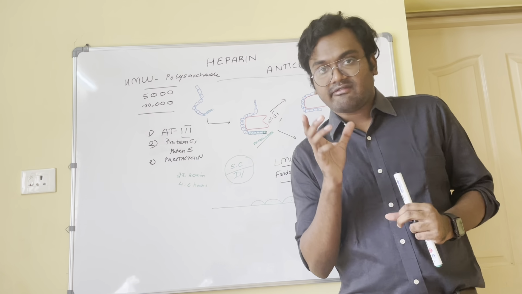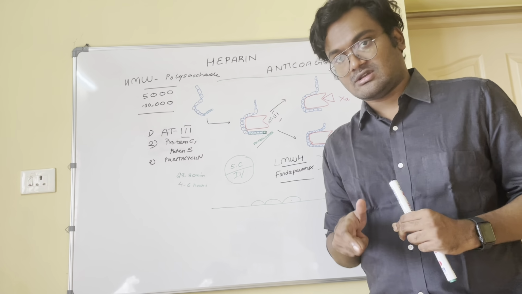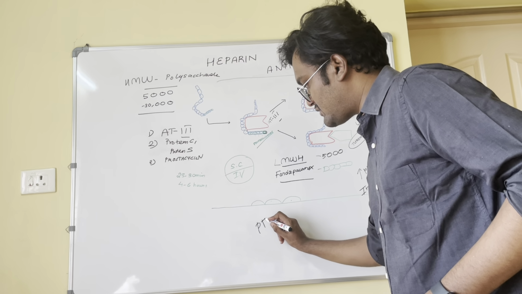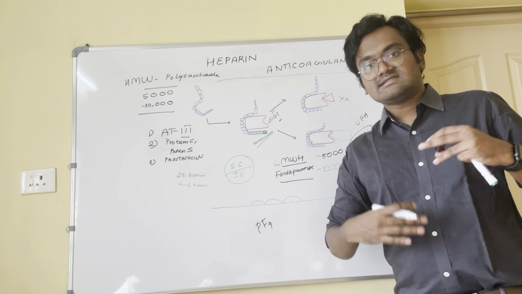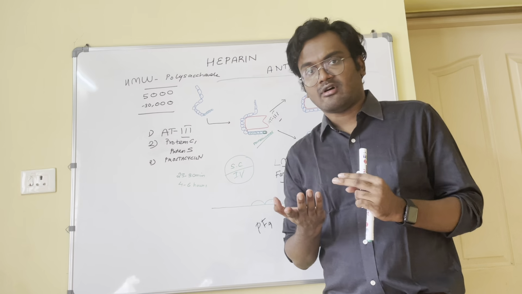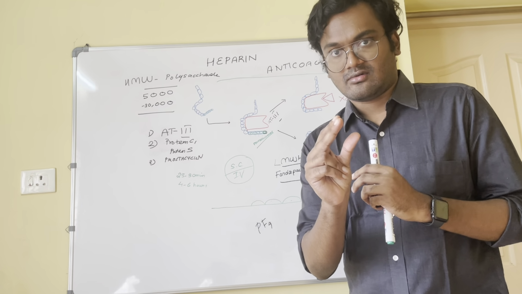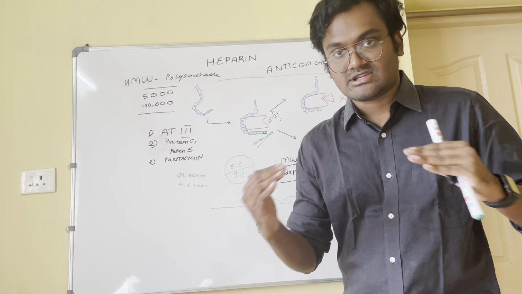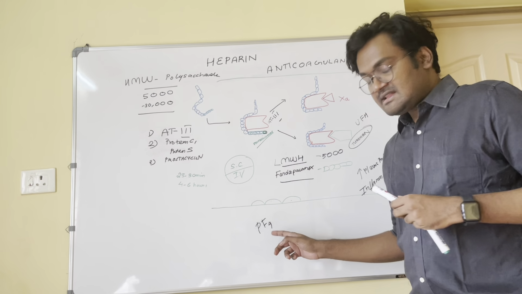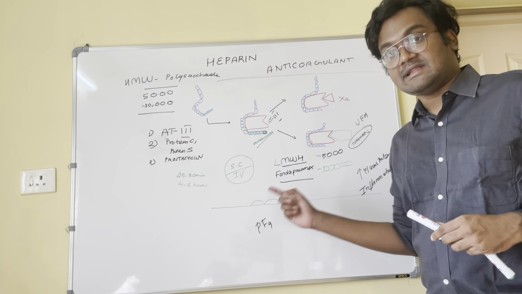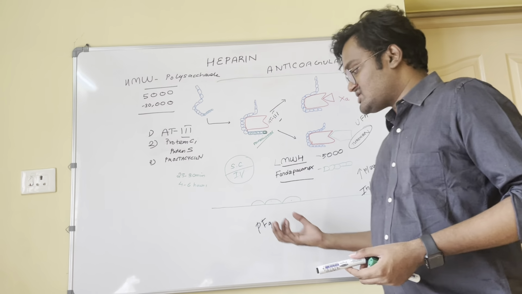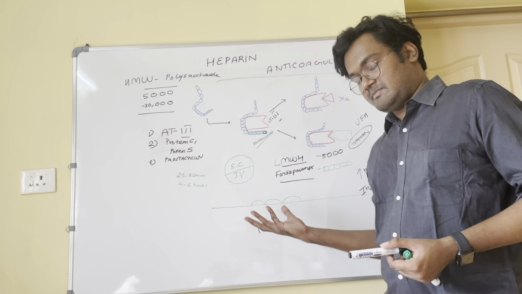Then the final point in pharmacokinetics I want to mention is platelet factor 4. Whenever a clot is forming, what are the steps in the formation of a clot? First there is vasoconstriction. Then there is platelet aggregation. Platelets get aggregated. Then there is platelet activation. Platelet factor 4 is present inside the platelets and is released from them.